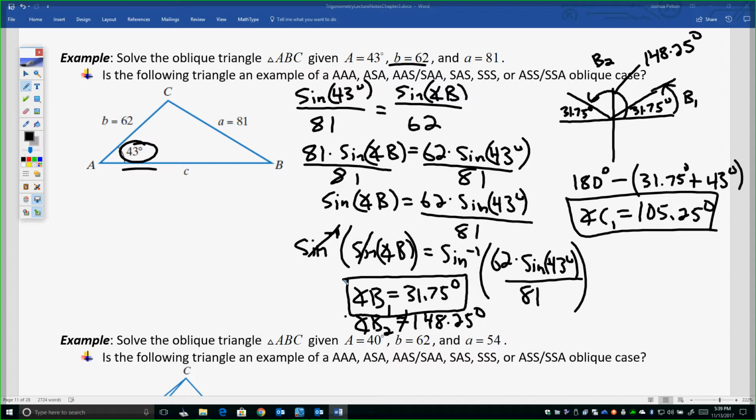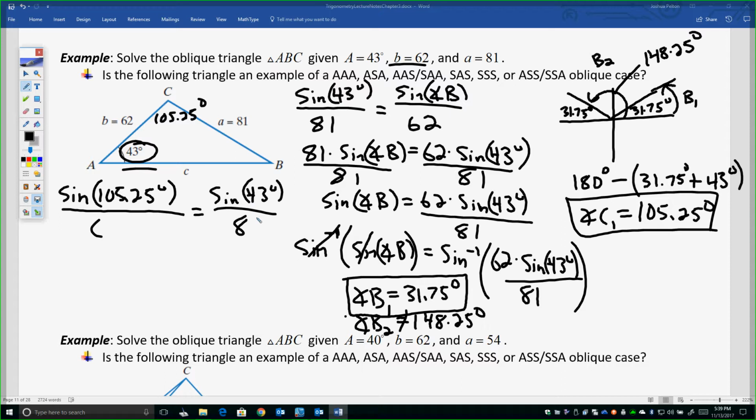So if that's 105.25, that is our ratio. So the sine of 105.25 degrees over side C equals the only ratio that we know, which is the sine of 43 over 81. So we'll do our cross multiplying. C times sine of 43 equals 81 times sine of 105.25.